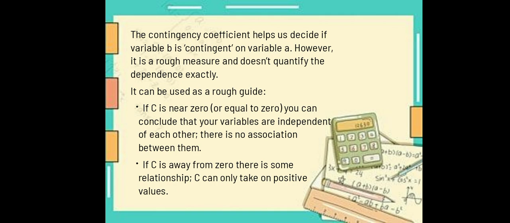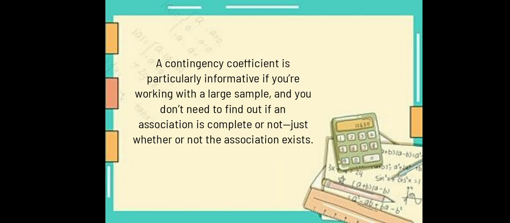So we can use a rough guide. If C is near 0 or equal to 0, you can conclude that your variables are independent of each other. There is no association between them. If C is away from 0, there is some relationship. C can only take on positive values.